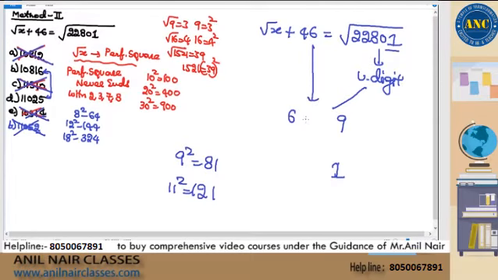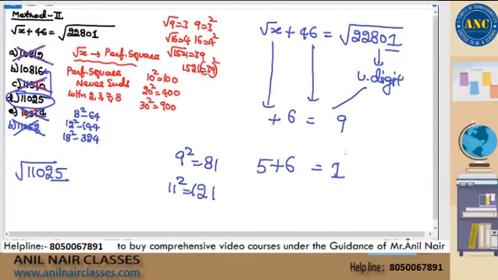This is 6. This will be how much? 6 plus something. So if I take 5, root of 11025, the unit digit is 5. 5 plus 6 is 11. Unit digit will be 1. So the answer is root of 11025. I hope it is clear, right, sir? 5 plus 6 is 11, right?